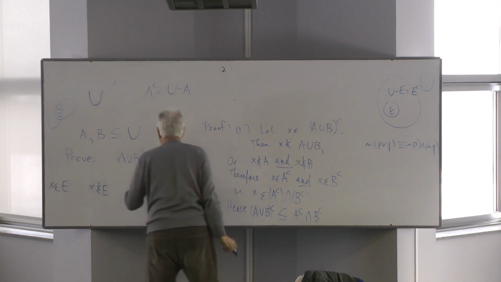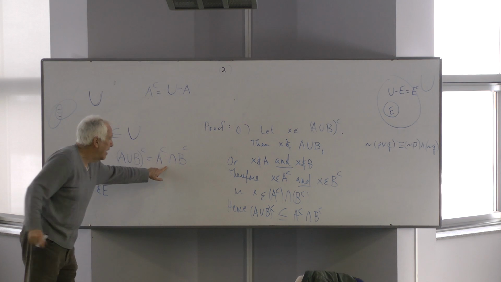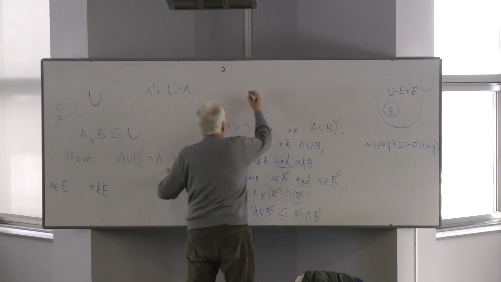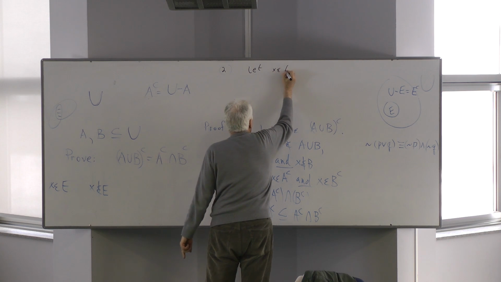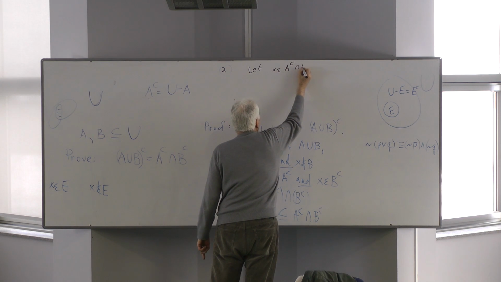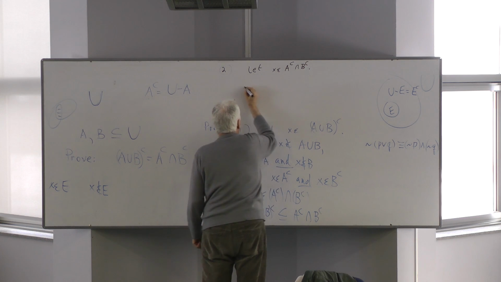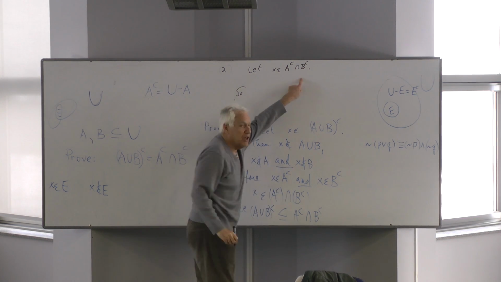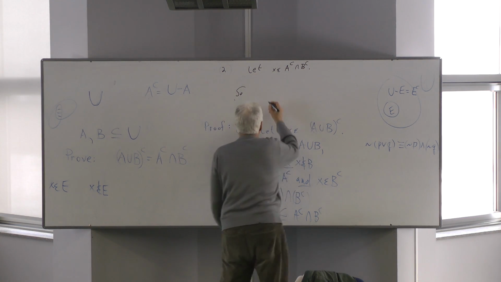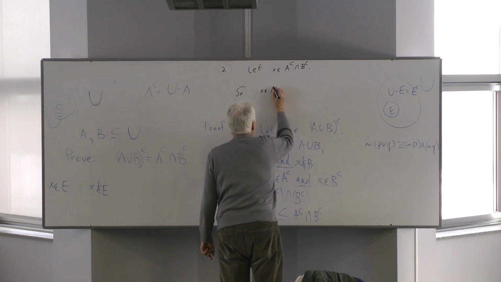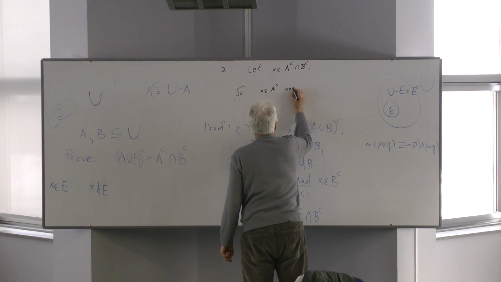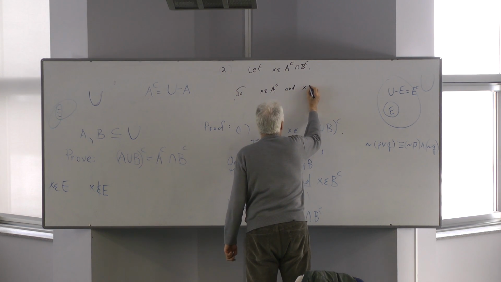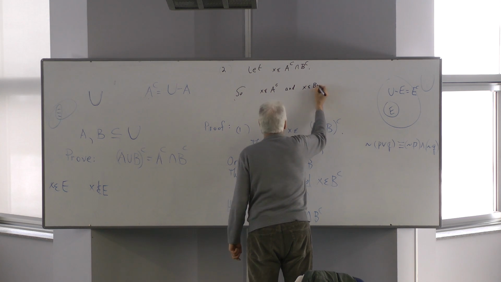Start with an arbitrary element in the right side. So, let X be in the right side, A complement intersect B complement. So, if you're in the intersection, you're in both. This is so easy. So X is in A complement, and, correct, X is in B complement.